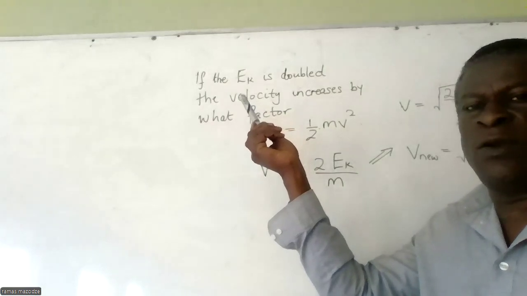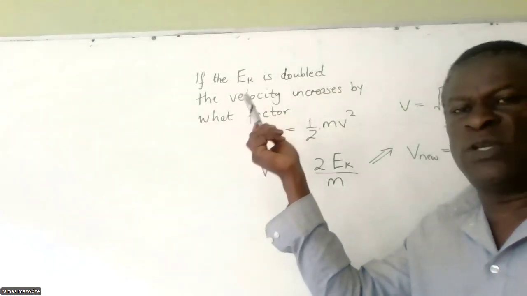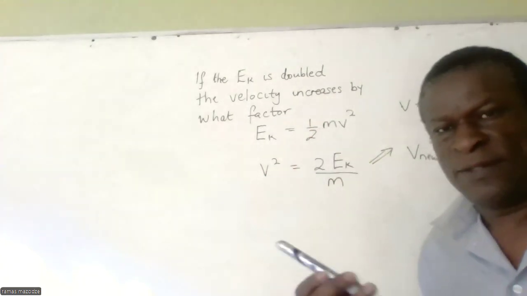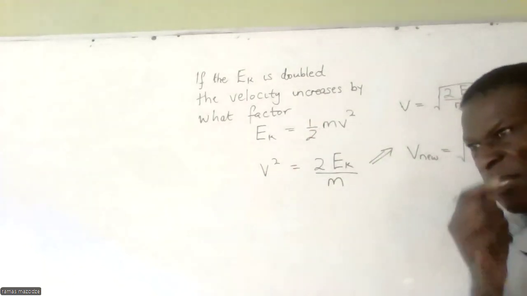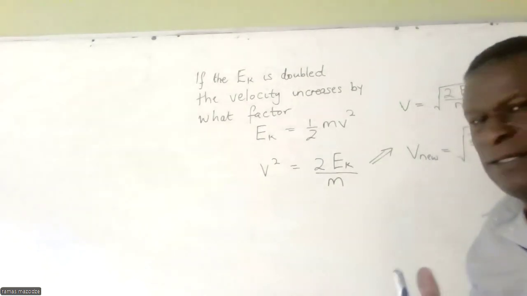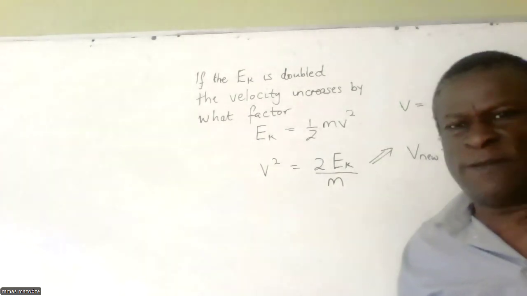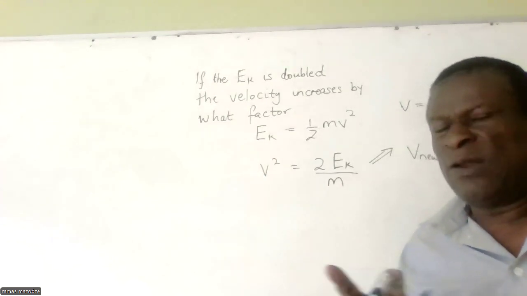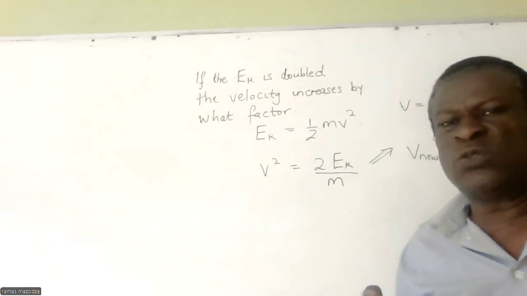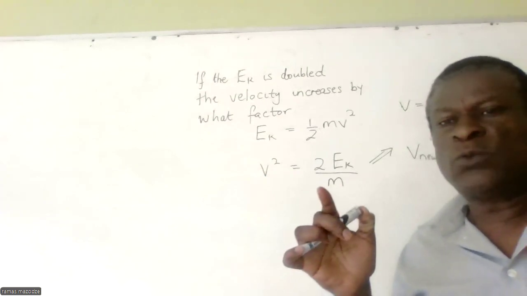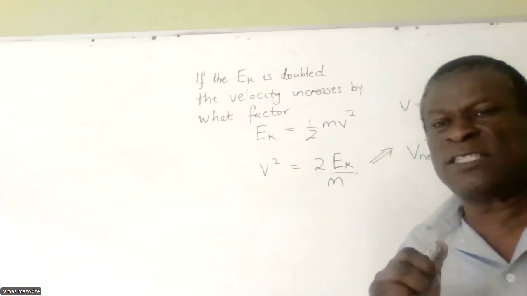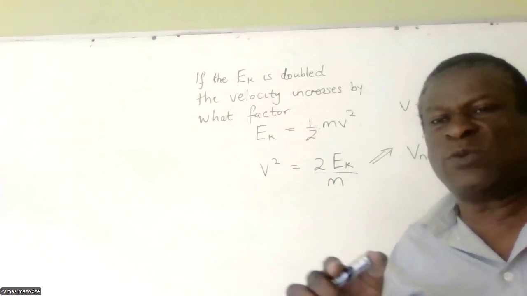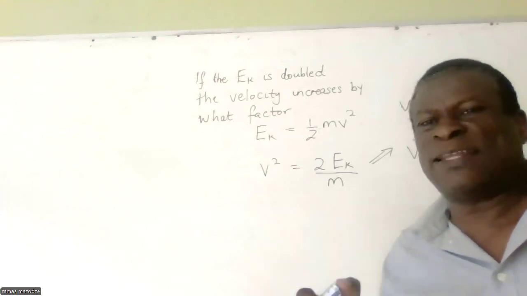Or the question might say the velocity of the object increases by a factor of what? So if you get a question like that, and they ask by what factor the velocity increases when the kinetic energy is doubled, the best approach is to make the velocity the subject of the formula. And then we check what happens when we double the kinetic energy.